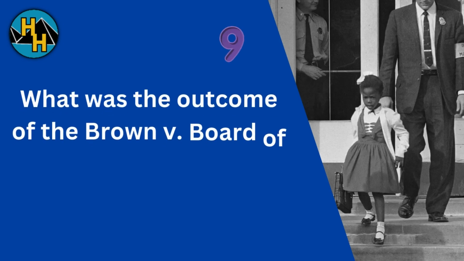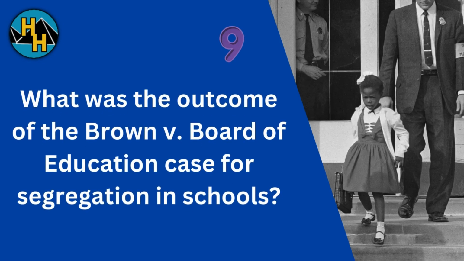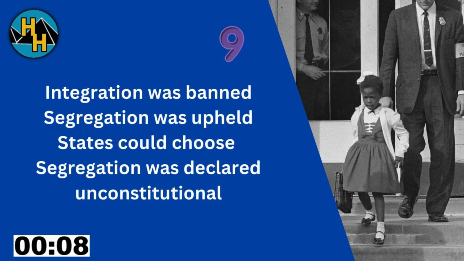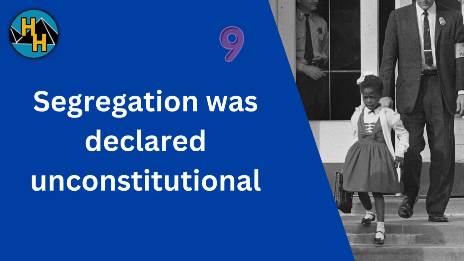What was the outcome of the Brown versus Board of Education case for segregation in schools? Integration was banned, segregation was upheld, states could choose, or segregation was declared unconstitutional. Segregation was declared unconstitutional.